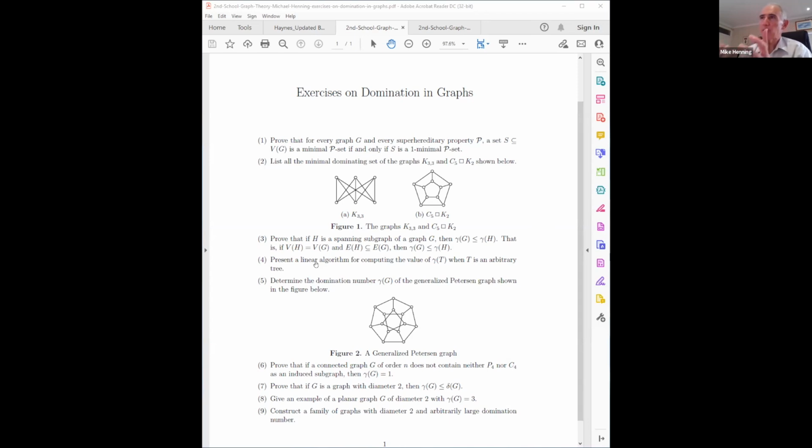Now, a greedy algorithm says the following. You start off with a graph and you do a greedy approach. You pick the vertex of maximum degree because that's going to dominate as many as possible. And you firstly pick that vertex in your set. And you pick that vertex and then you remove it and its neighbors.